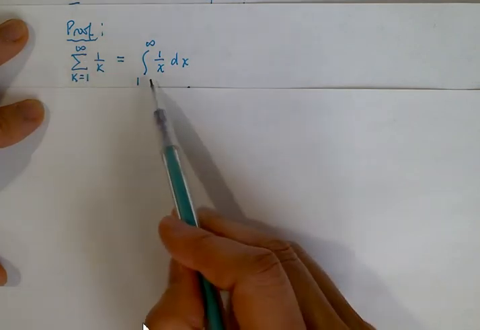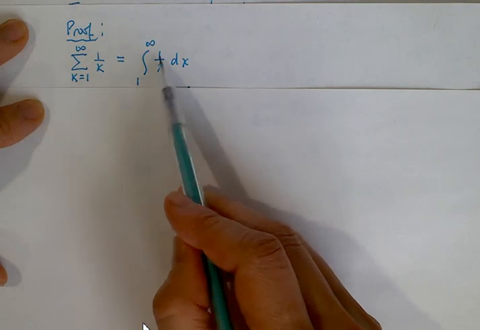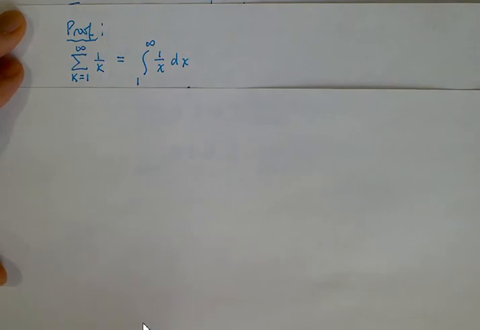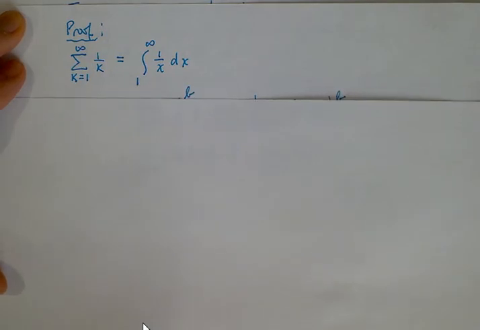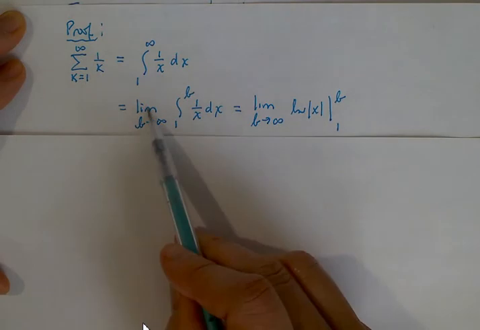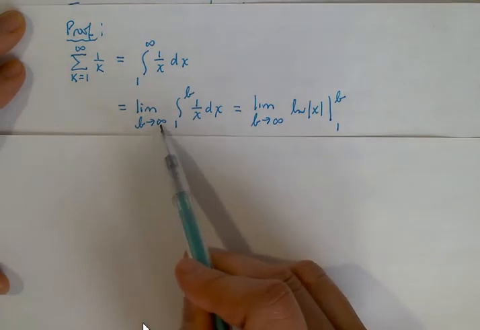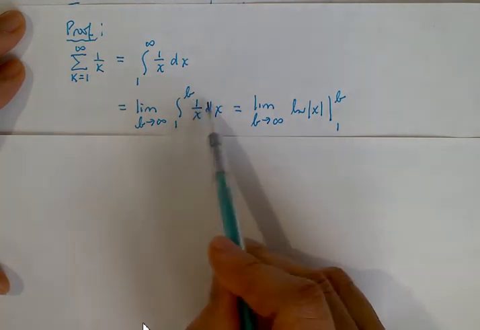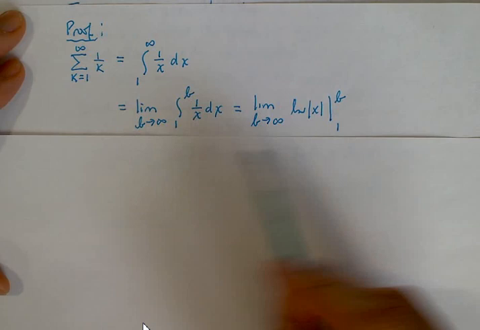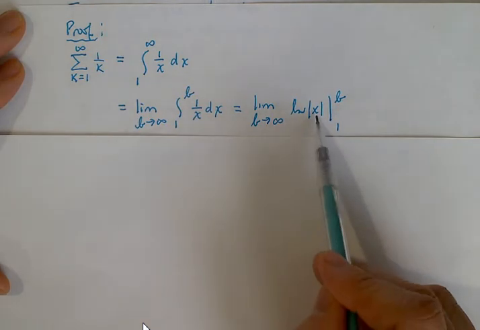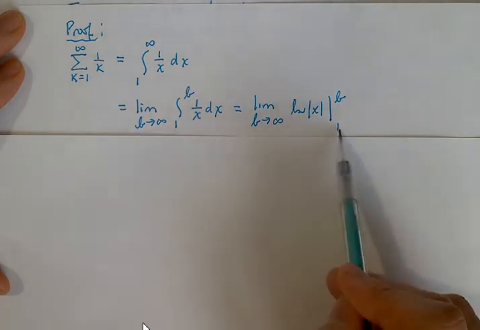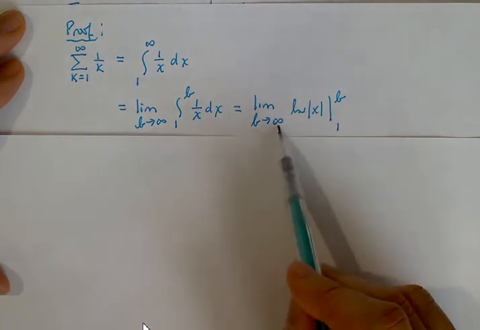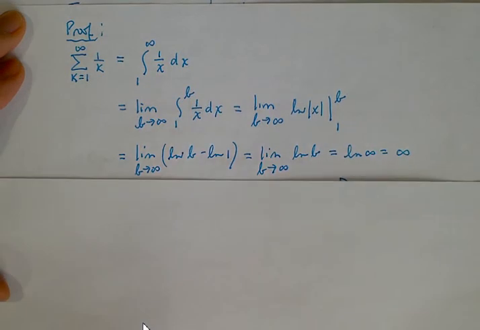And so I'm going to rewrite this as an integral. So the integral from 1 to infinity of 1 over x dx. I'm just changing the variable there to x's. So now I'm going to use the infinite sum procedure. So you have the limit as b approaches infinity, and then lower bound of 1 out to b of 1 over x dx. So I take this integral, which is the natural log of absolute value of x, and then evaluate it from 1 to b, and then take the limit as b approaches infinity.